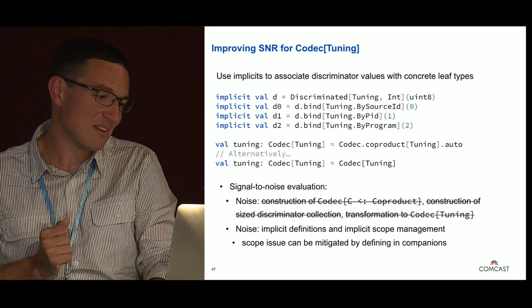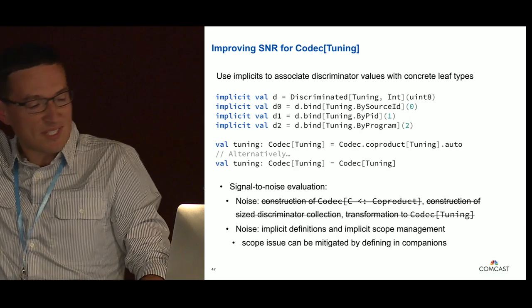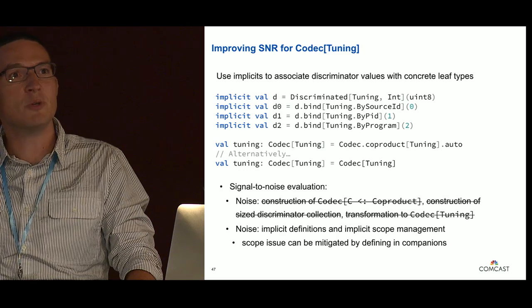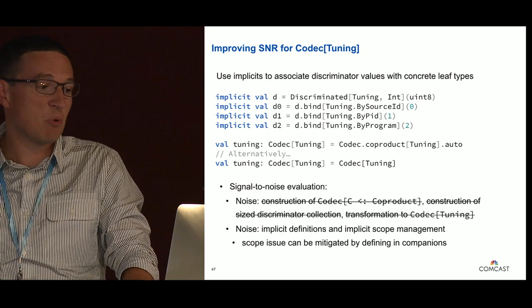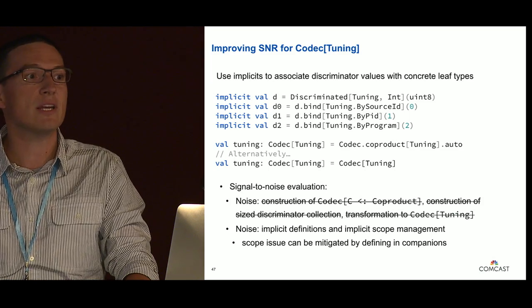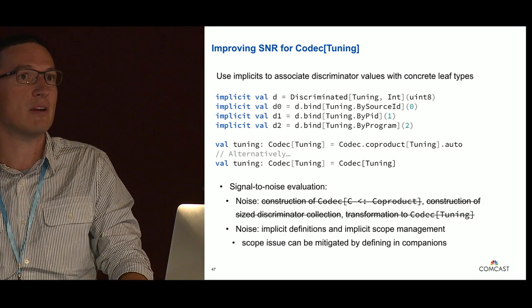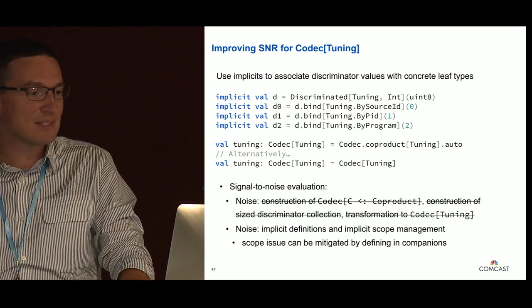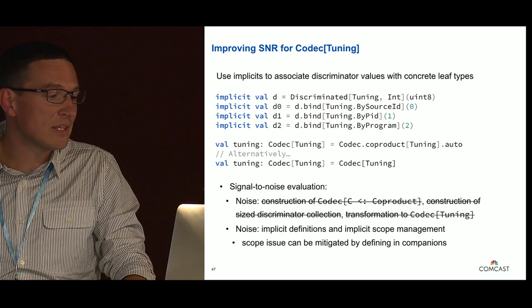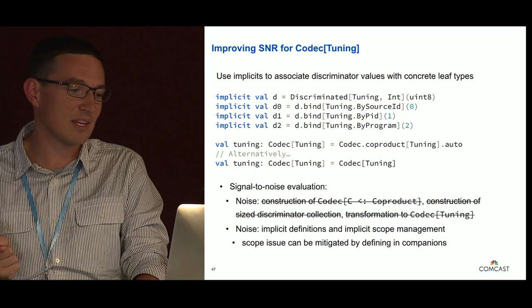implicit scope. So the syntax for this, you can say coproductoftuning.auto, but you could also just say codec of tuning. And we've reached a point where we've actually completely derived a codec for a sealed trait in a completely automatic way, right? I mean, we did have to provide some implicit vals, quite a bit, but nonetheless, we were able to handle this derivation case.